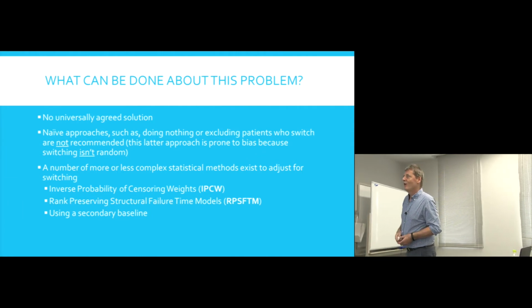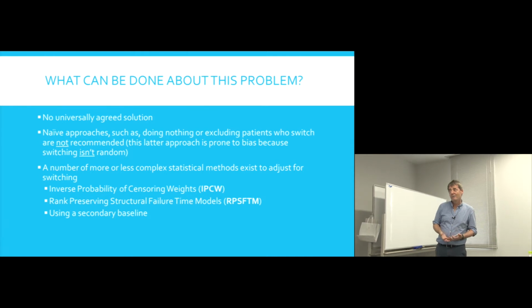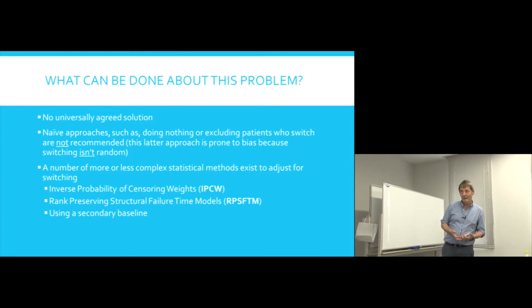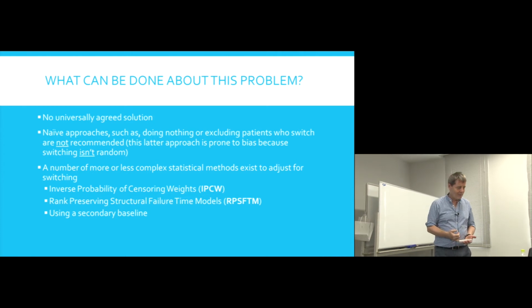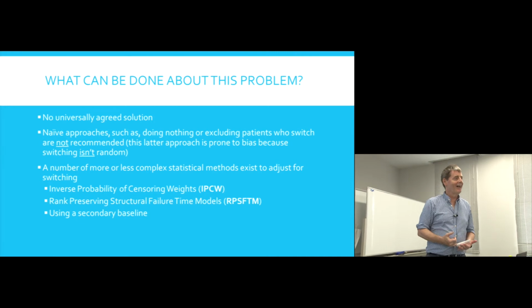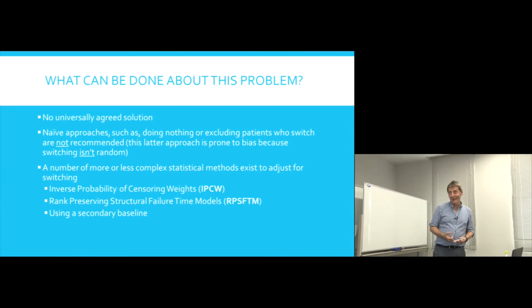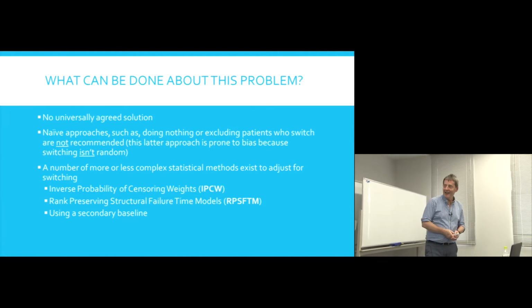There are a number of more or less complex statistical methods. One we've mentioned already, inverse probability of censoring weights. Another one is rank preserving structural failure time models. I don't know who thinks up these names. And another, easier one, is using a secondary baseline. Now, I'm just going to have a little look at the secondary baseline because it's the easier one to explain.